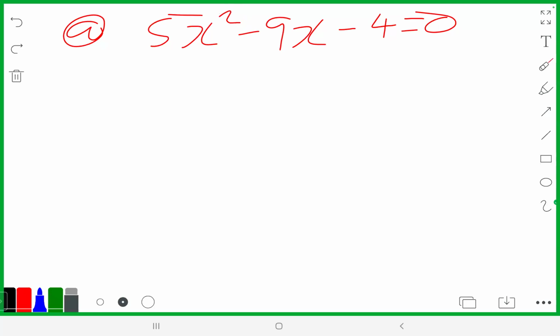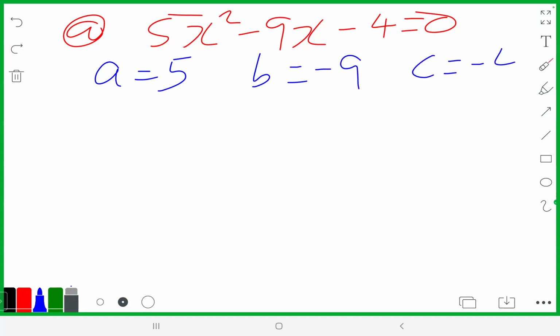The next thing that you do from here is to identify which one is the value of A, B and C. The value of A in this case is equal to 5. The value of B is equal to -9, and the value of C is equal to -4. Never miss the signs. There is a mark given to identify A, B and C. Don't just skip and go direct into the formula and start substituting. It doesn't work like that.